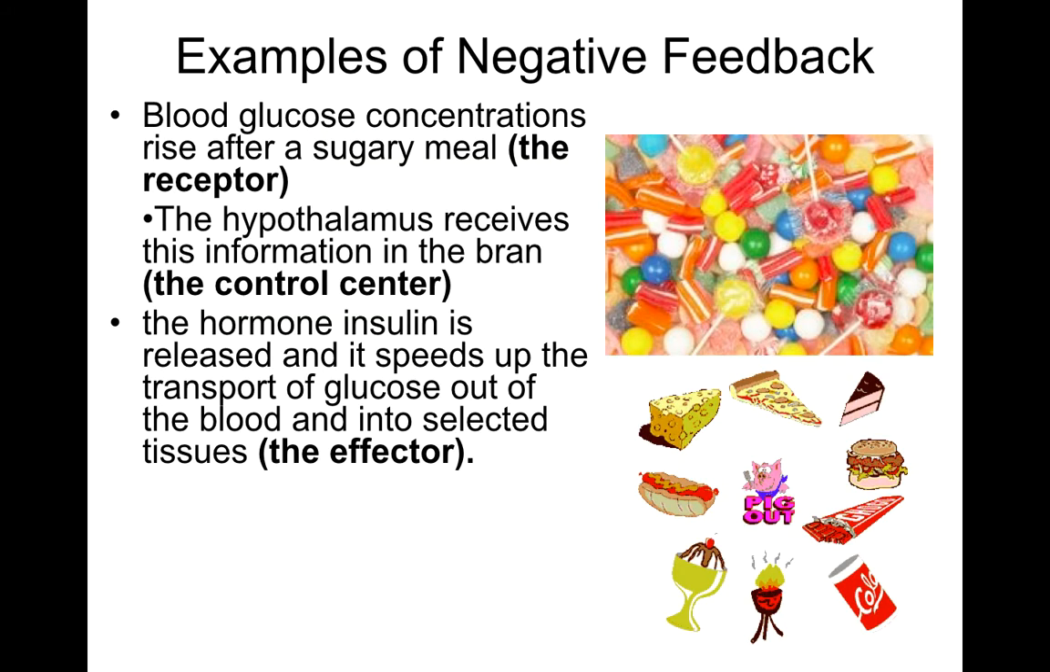Examples, we have blood glucose. So you eat a sugary meal, that's the receptor. The hypothalamus in our brain receives the information, that's the control center. The hormone insulin is released and it speeds up the transport of glucose out of the blood and into selected tissue, that's the effector. So now the blood has less sugar in it, and so we brought it back to normal.